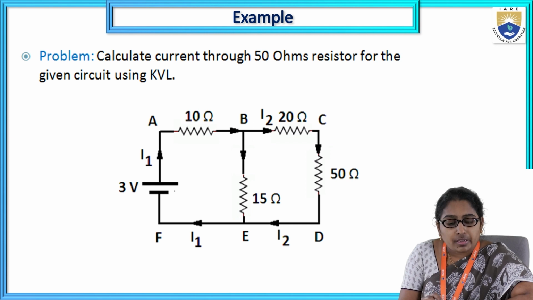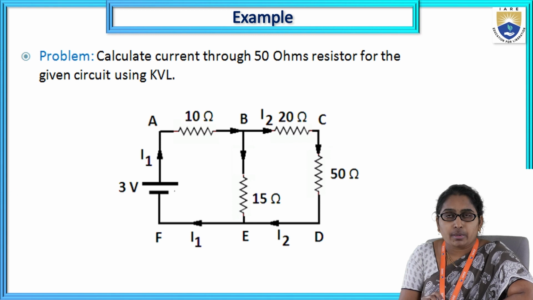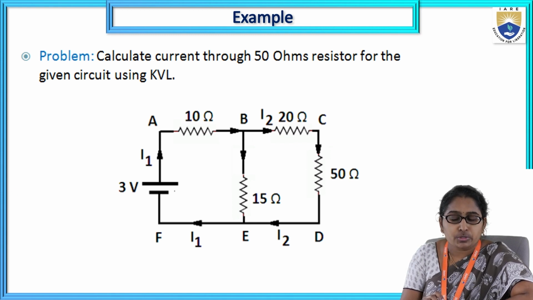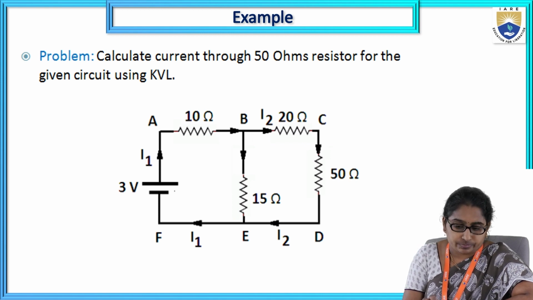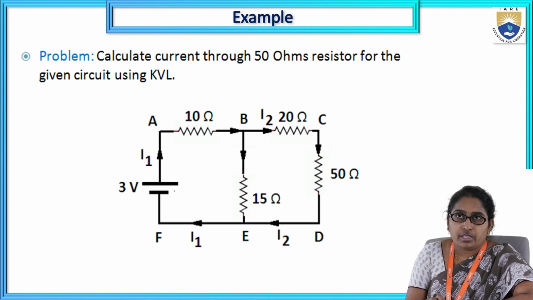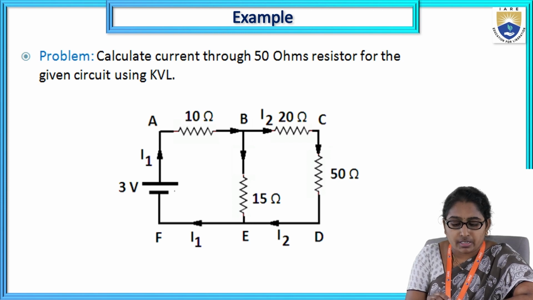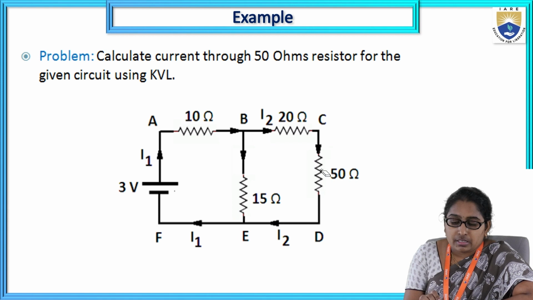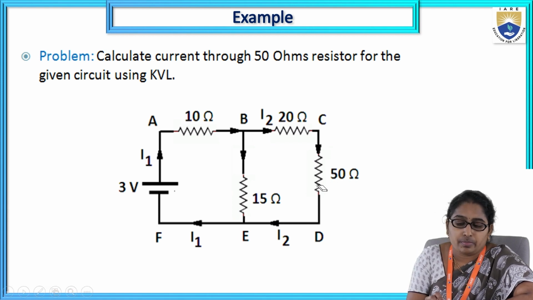Problem. Calculate the current. This is one example problem to get a better understanding of KCL and KVL. Problem: calculate the current through the 50 ohm resistor for the given circuit using KVL. So here they ask you to calculate the current in the 50 ohm, the last element, using KVL.